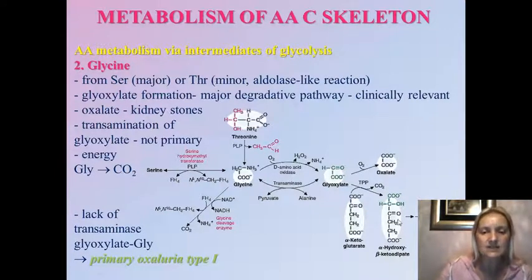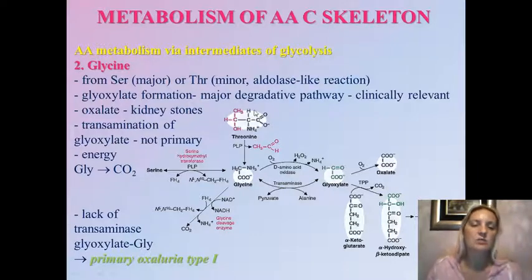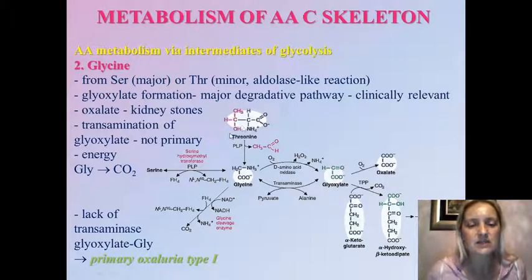Speaking of glycine, here is the figure explaining the biosynthesis and degradation of glycine. If you can see from the figure, glycine can be synthesized from serine, and this is the major pathway of biosynthesis, or from threonine, which is the minor pathway. And this is an aldolase-like reaction because of the presence of a hydroxyl group on the beta carbon atom. So acetaldehyde is released from the system, PLP is required, and glycine is synthesized.